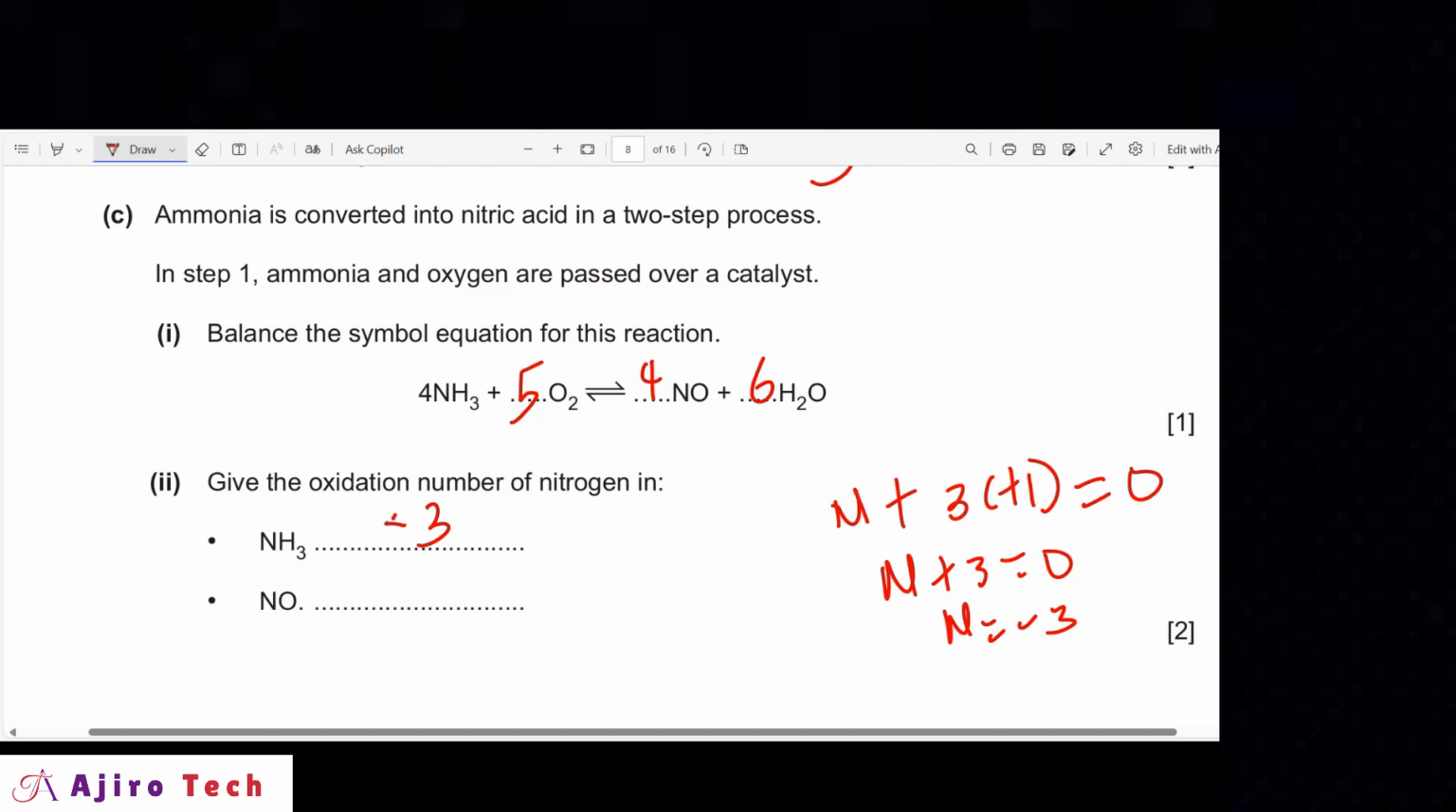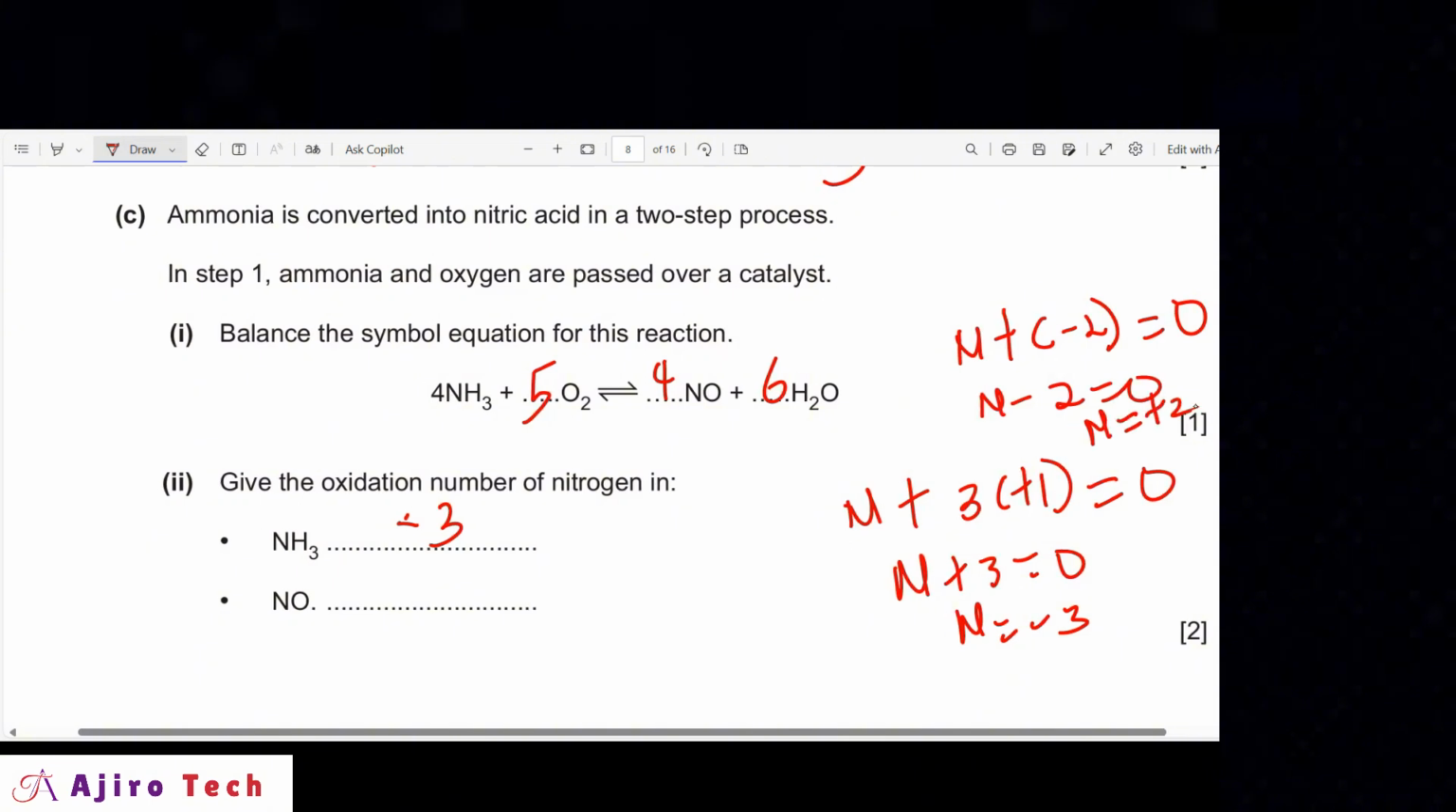For the second compound there, oxygen is in group 6, so the oxidation number is minus 2. So it becomes N plus minus 2, and everything should be equal to 0. So N minus 2 equals 0, so N will be equivalent to plus 2.